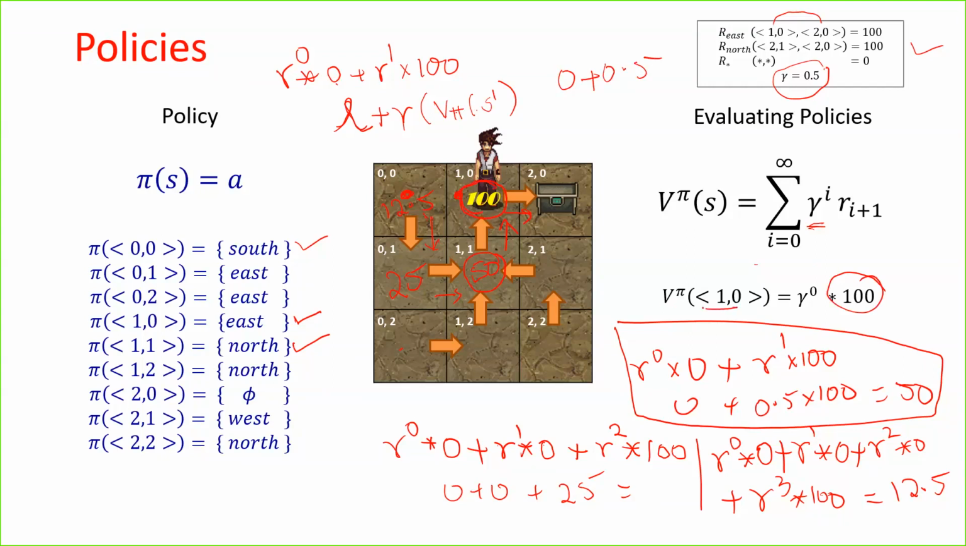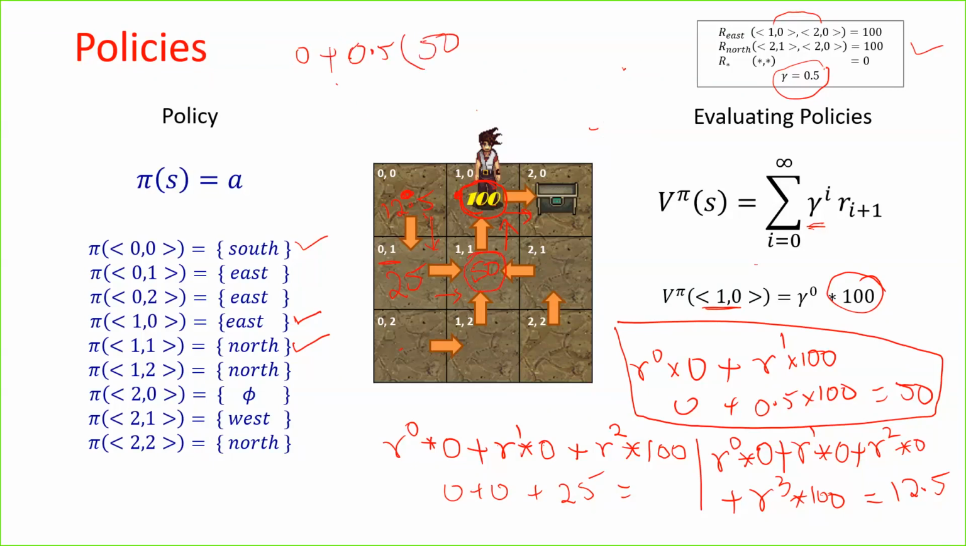Value function of 1, 0 is 100. Am I getting this 50? All right, so you can check it for another one also. Let's say you have the 0, 1 location. What is the immediate reward? 0. And gamma is 0.5 times the value function at 1, 1, which is 50. So 0.5 times 50 is 25.